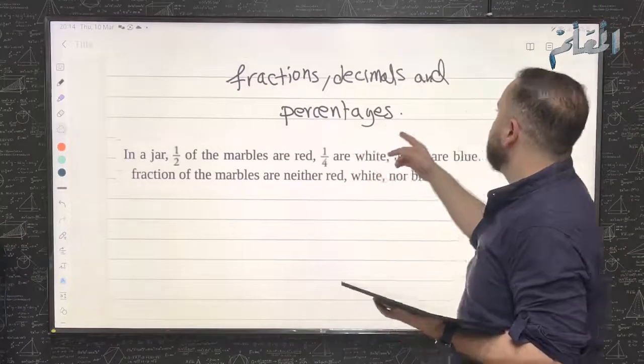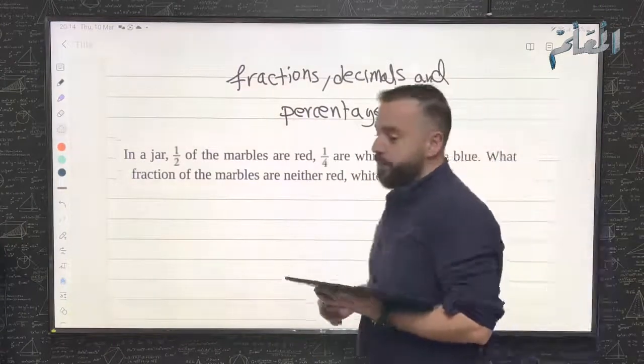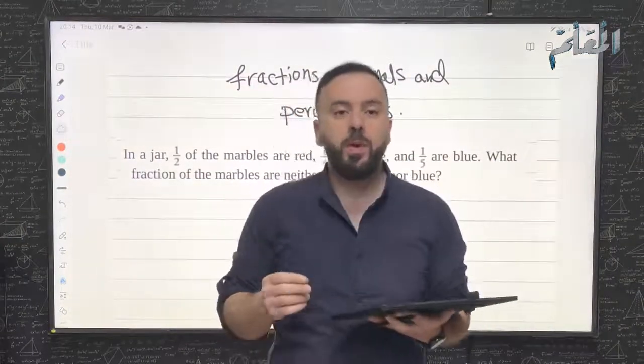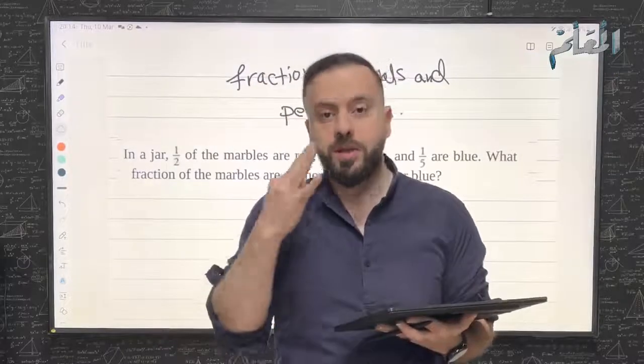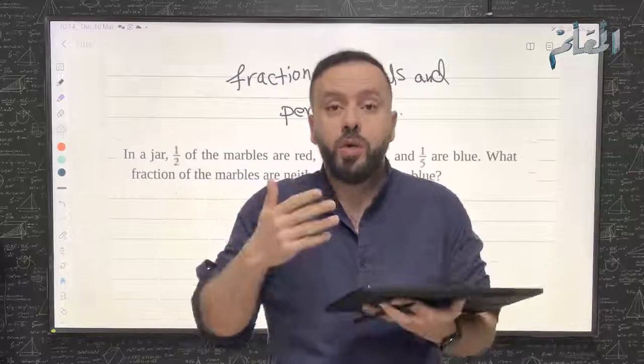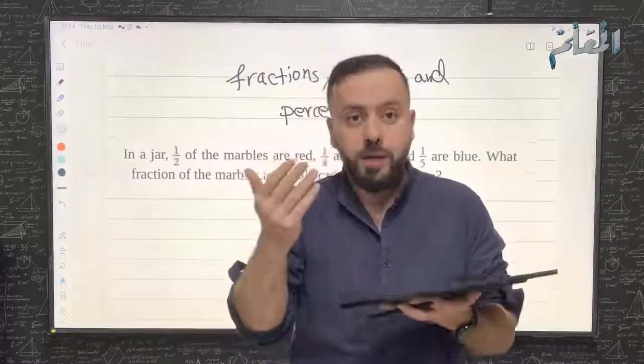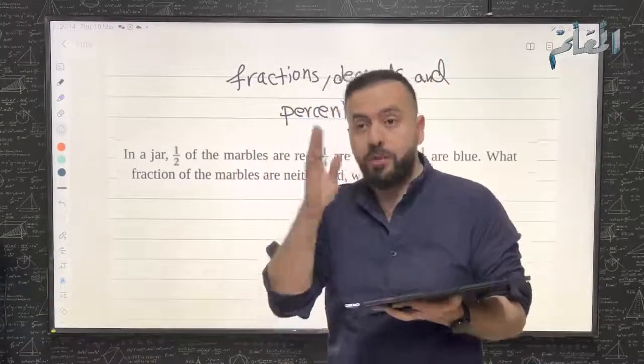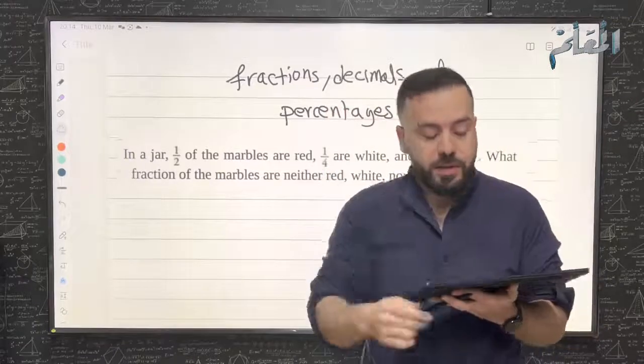Today we are going to talk about chapter 2 of M1 ACT, which is fractions, decimals and percentages. Just remember always that there is a relation between these three: decimals, fractions and percentages. You need to know how you can convert between each of the terms, fractions, decimals and percentages.